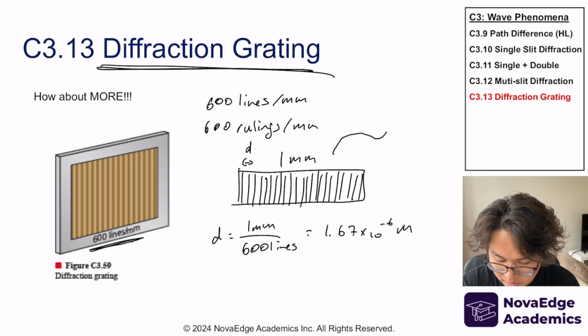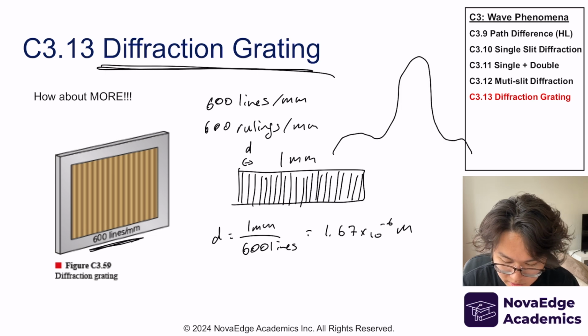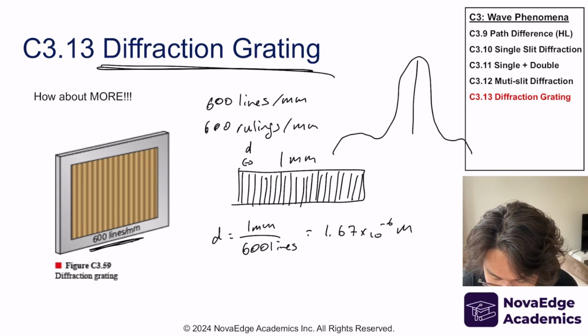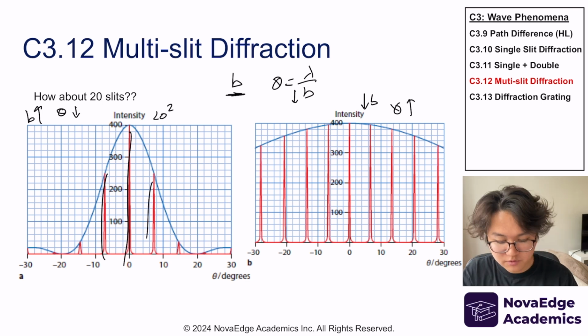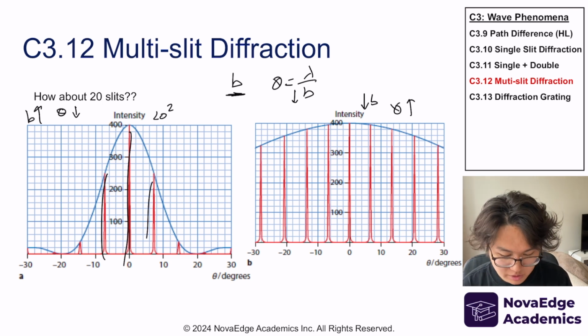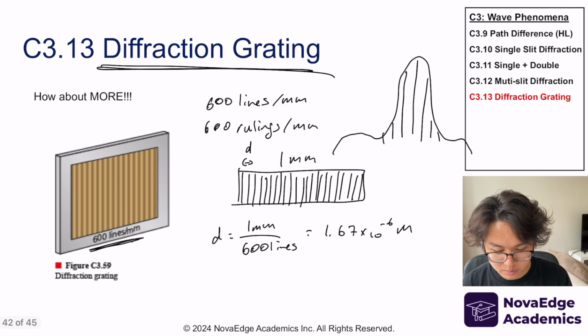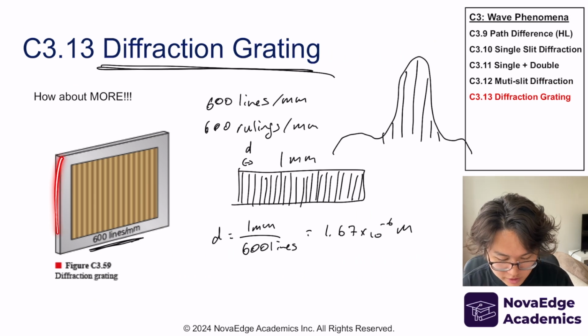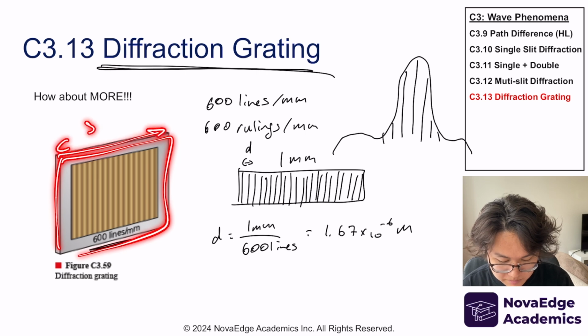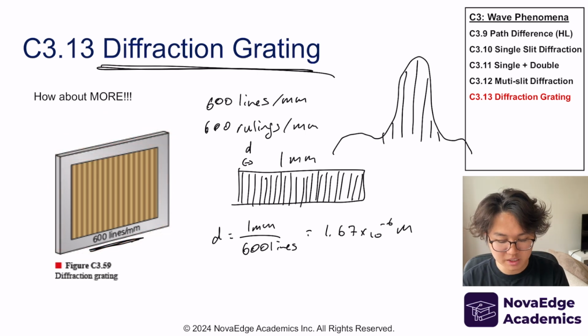Now if this is true, then the intensity pattern probably looks insane. In fact, it probably looks like sharp lines, similar to how we observed the 20 slits, sharp lines, but even sharper, because that was 20 slits, while this one has 600 in 1 millimeter. So if I have a diffraction grating that's 5 centimeters, that's 50 times 600 slits. That's a crazy amount, right?